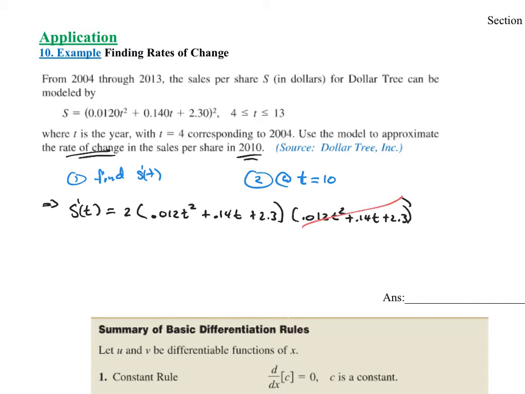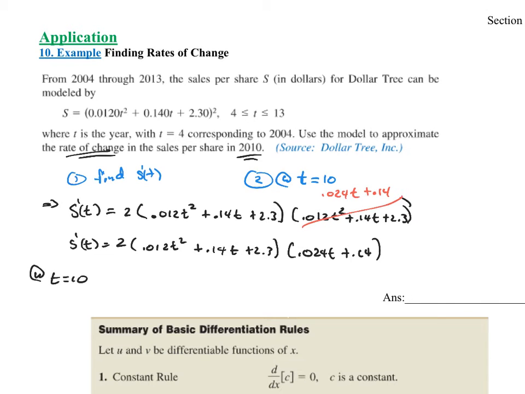Let's think about the derivative of that. 0.012 t squared, the derivative of that would be 0.024 t. Just drop the 2, right? Power minus 1. The derivative of 0.14 t would be plus 0.14. And the derivative of 2.3 is 0. So what we have now is S prime of t equals 2 times (0.012 t squared plus 0.14 t plus 2.3) times (0.024 t plus 0.14). Usually we'd have to simplify this a little bit, multiply things out, but who cares? We do not care about the derivative. That is not our final answer. We need to look at it at t equals 10 as our final answer.